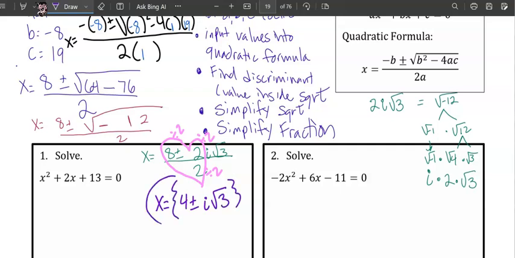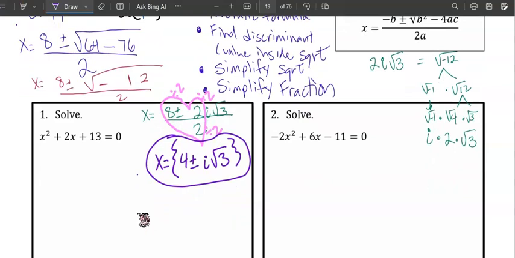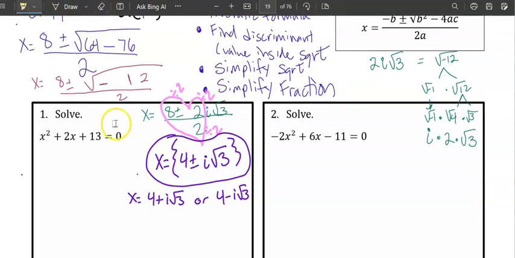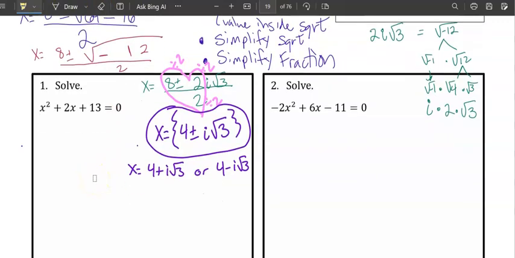And that is our solutions. We have a plus and a minus as an operator. It means that you have x equals 4 plus i square root 3 or 4 minus i square root 3. Those are both solutions to this equation. Try the other two examples on your own and then move on to the next skill.